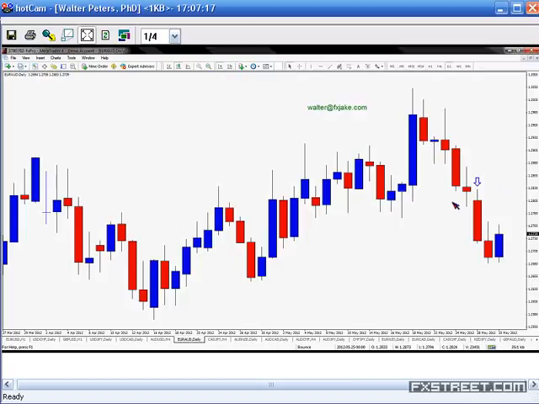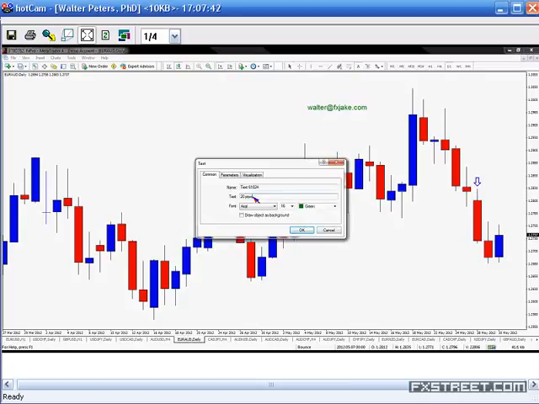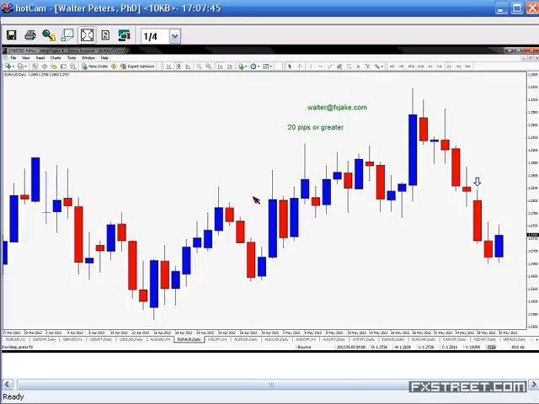My rules for belts are as follows. I only take belts that are essentially gap candles, and they close at the extreme. As you can see here on the Euro Aussie, we have a great example of a gap opening. And for me, the rule is they must be at least 20 pips. Okay? So 20 pips or greater. What do I mean by that? Well, it's pretty easy to figure out.